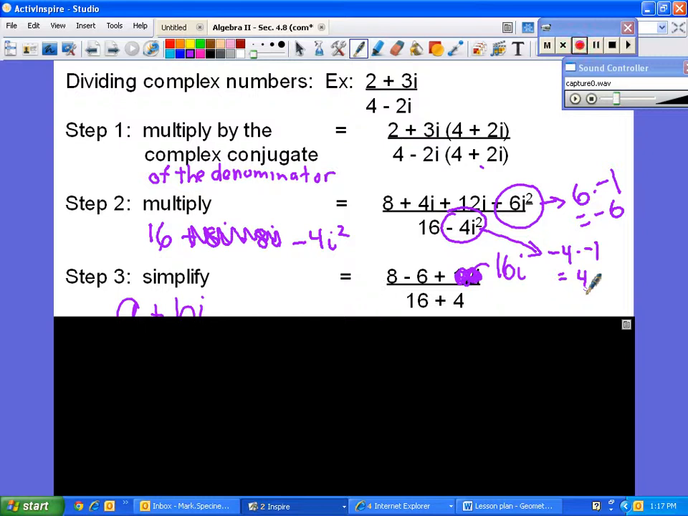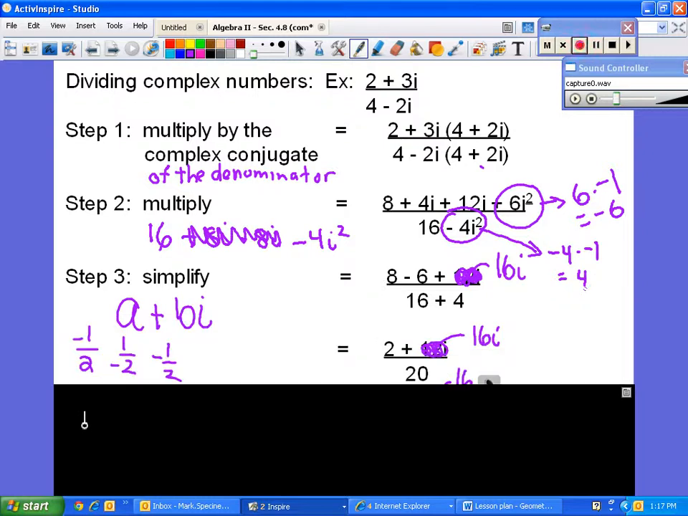Alright, so now I can keep simplifying. So 8 minus 6 is 2. So I get 2 plus 16i. 16 plus 4 is 20.